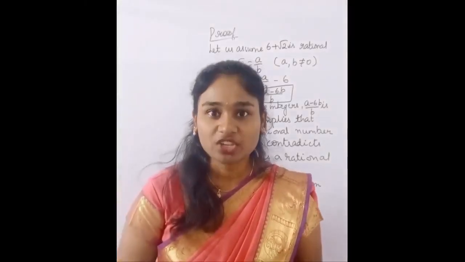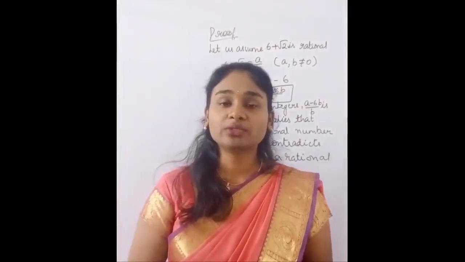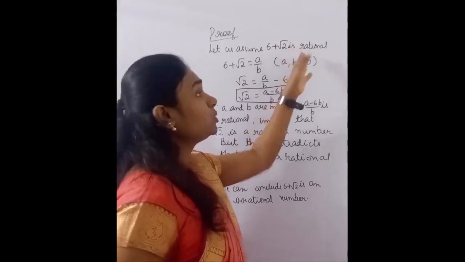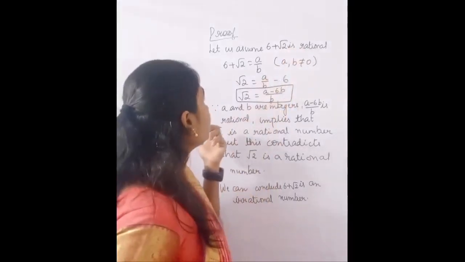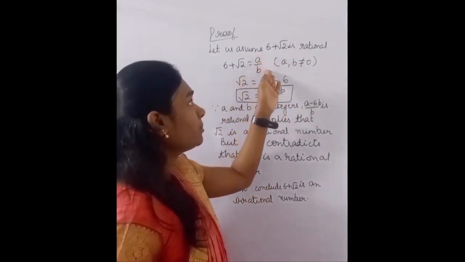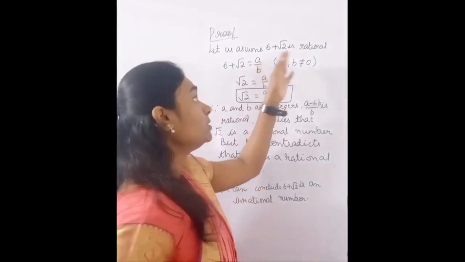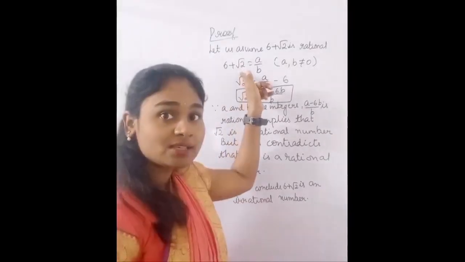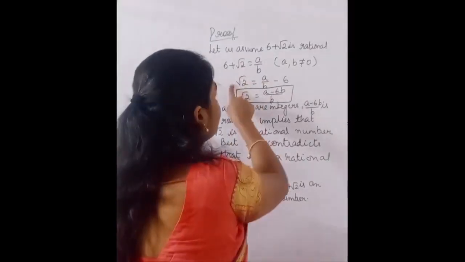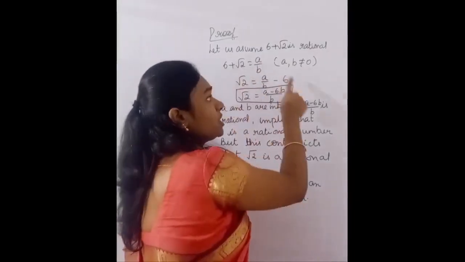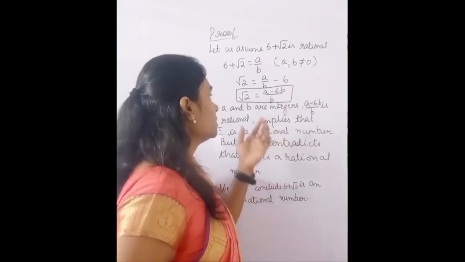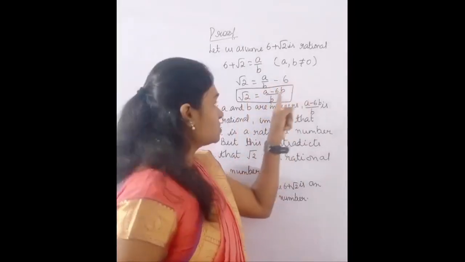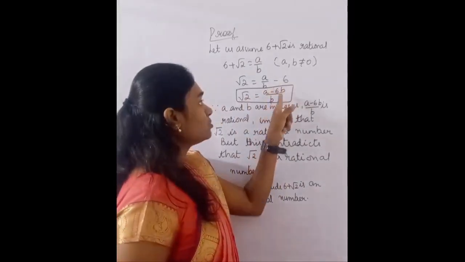Let us solve the last question of exercise 1.2 third main real numbers. It says we have to prove that 6 plus root 2 is an irrational number. So 6 plus root 2 is equal to a by b, when we assume it to be a rational number. Then isolating this irrational number, we get root 2 is equal to a by b plus 6. When I shift to the other side, it becomes minus 6. So then root 2 will be equal to, when I take LCM in the RHS, a minus 6b divided by b.